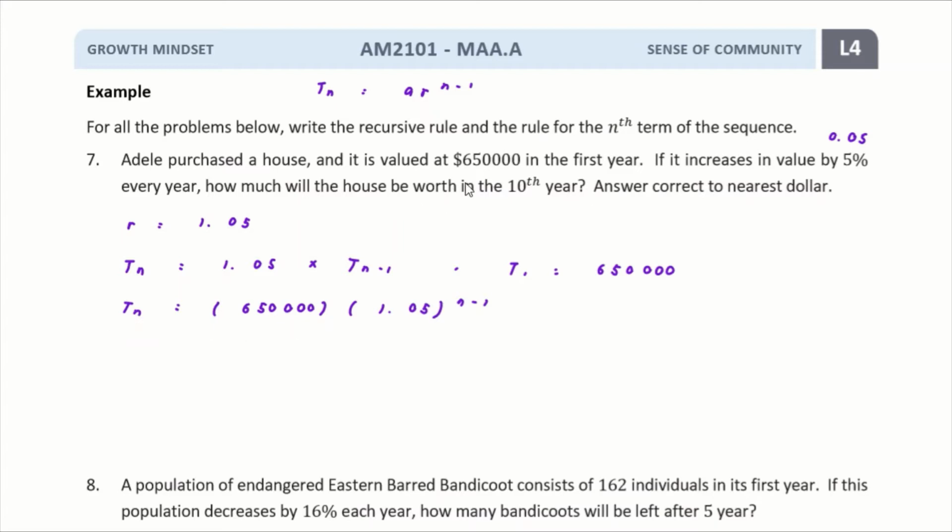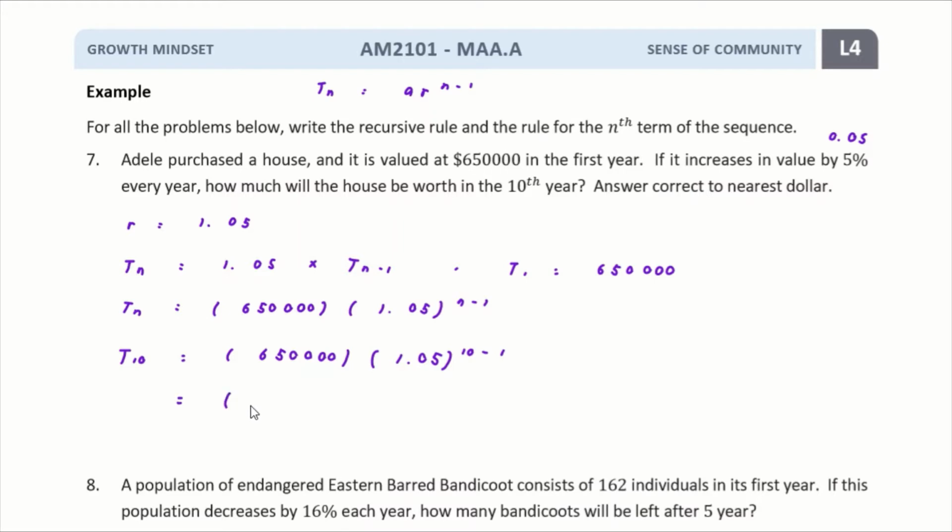Now the question wants to find out what the house is worth in the 10th year. T1 is the first year, right? So in the 10th year, it's quite straightforward, you are finding T10. So you know it's the 10th term, which means the value in the 10th year. So 650,000 times 1.05 to the power of 10 minus 1.